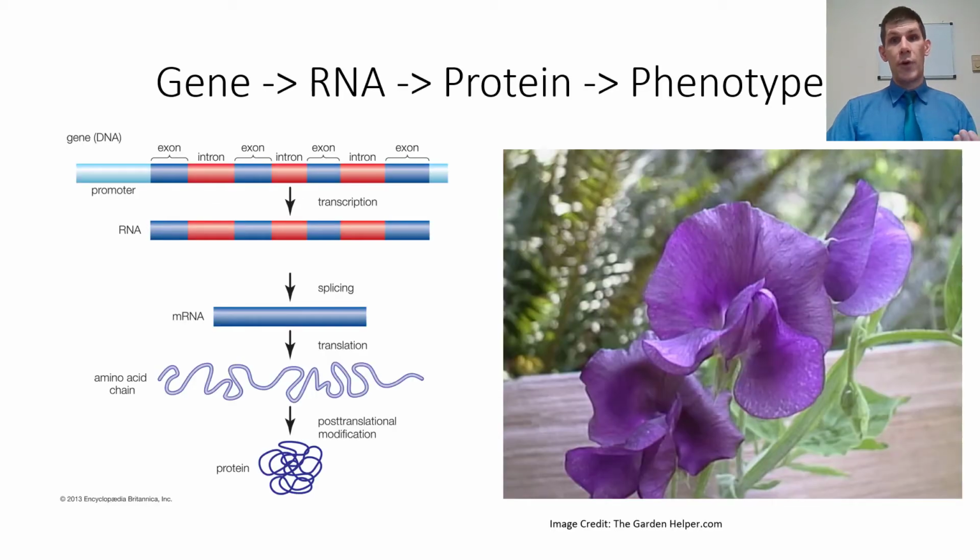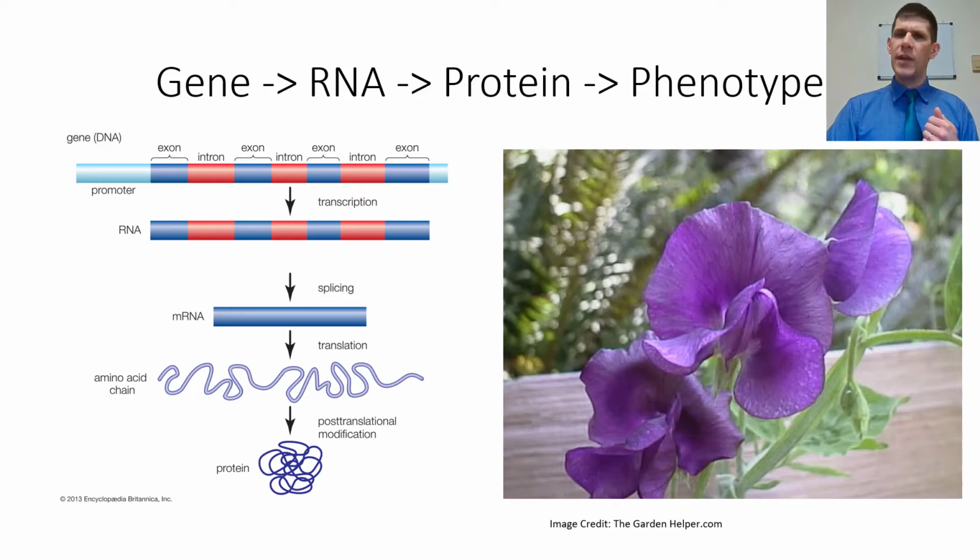Here we have a plant with a purple flower. It has a purple flower because it has a gene for the purple color. And that gene is a sequence of nucleic acids which gives rise to an RNA, which gives rise to a protein. This protein is what actually makes the purple pigment in the flowers.